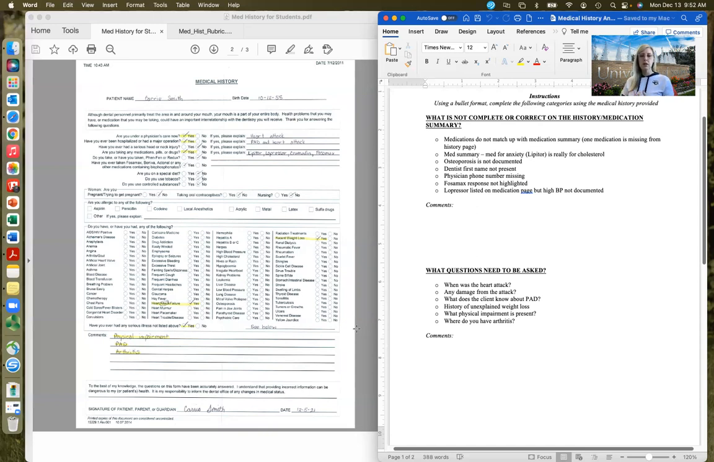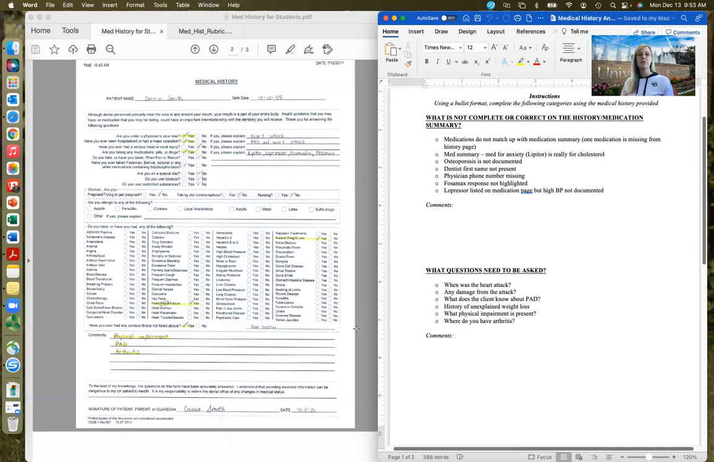Okay, so on the med history for Carrie Smith, it looks like Carrie had a heart attack. The first thing we want to know is when was the heart attack? And we want specifically a best guesstimate for a month and a year. So she said 6 months ago. As a clinician, we're not going to write heart attack 6 months ago, right? We're going to write heart attack May 2021, right?